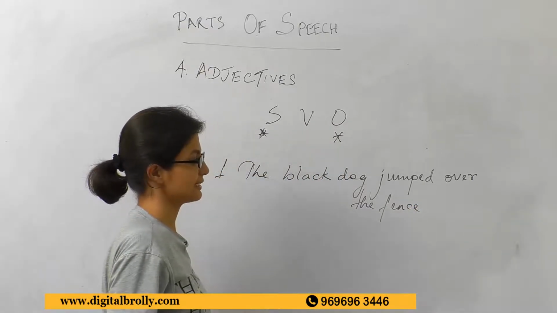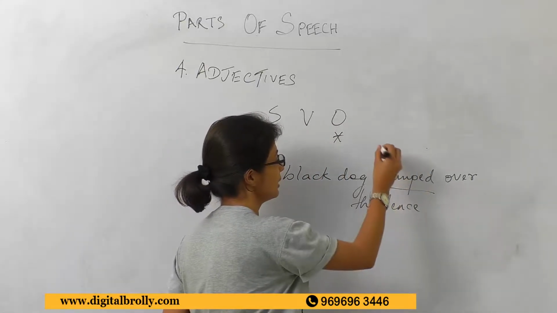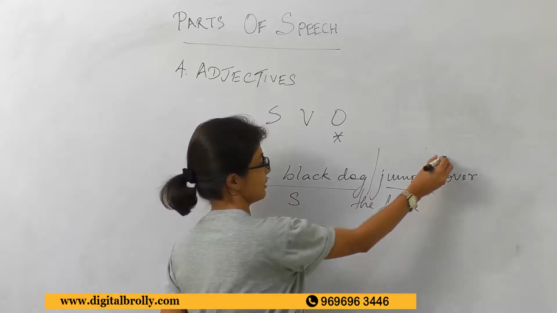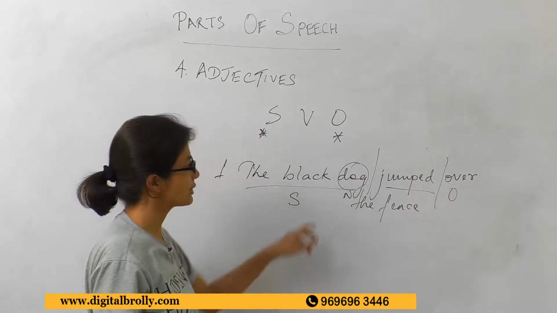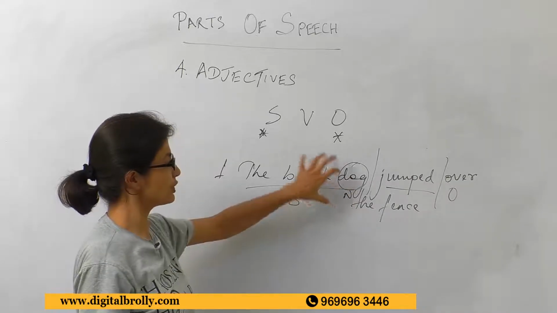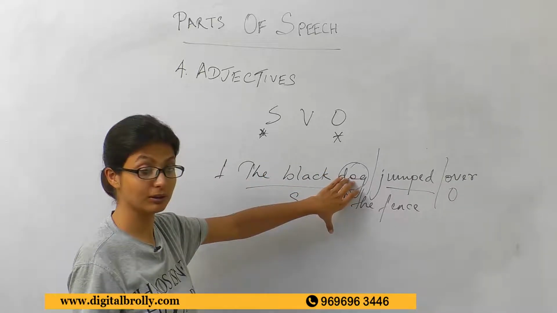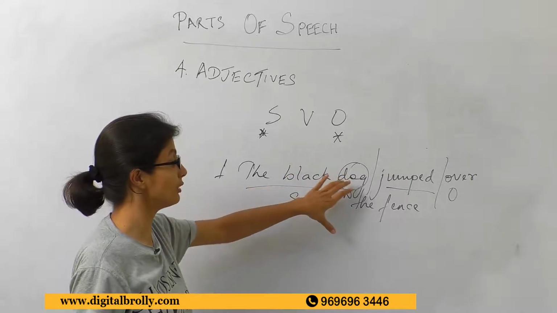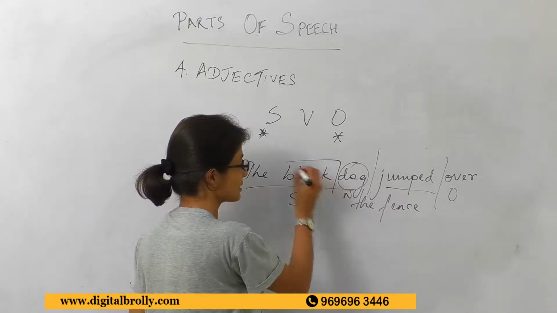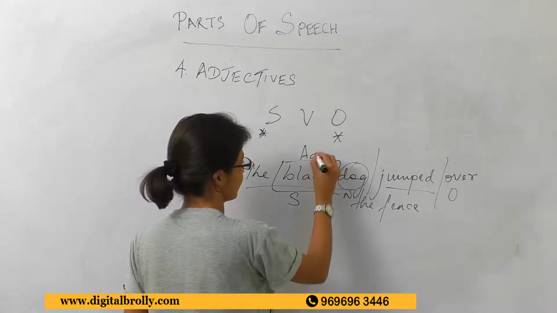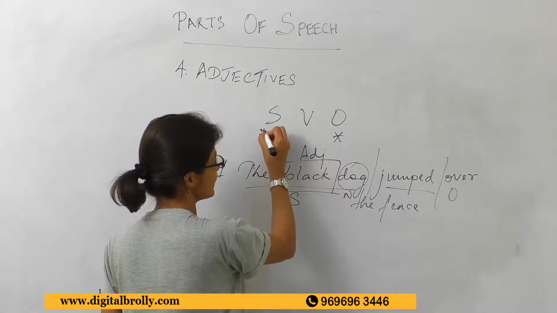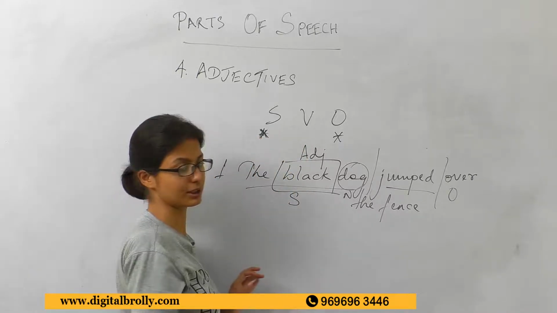Here, in this sentence, if you notice, this is your verb. So this obviously is your subject and the rest is your object. Now in the subject, this is your noun. And which word here is modifying the dog or is adding information to the dog? Black. It is just telling us how the dog looks. So this is your adjective, where it is appearing in this position just before the noun.